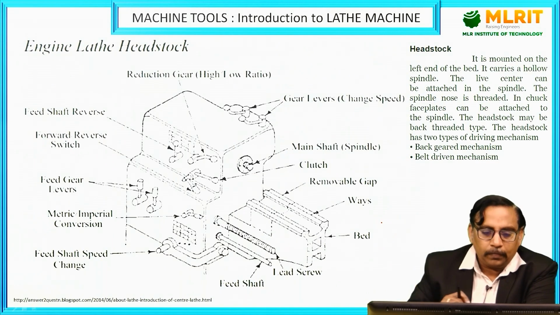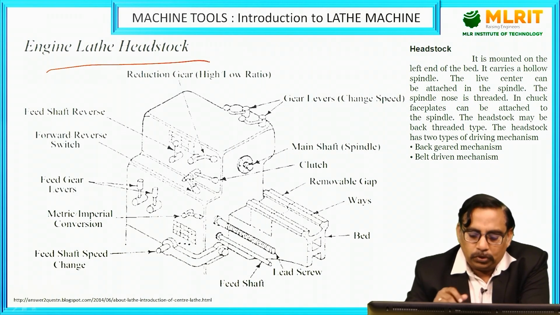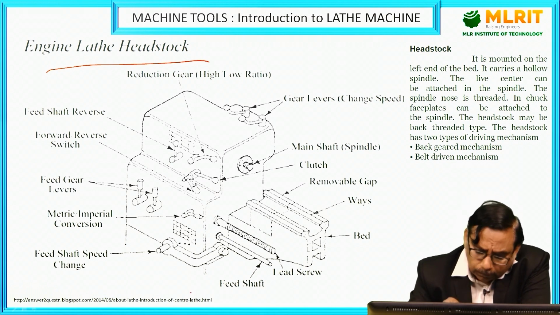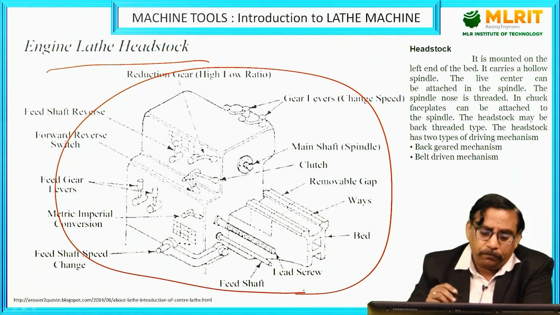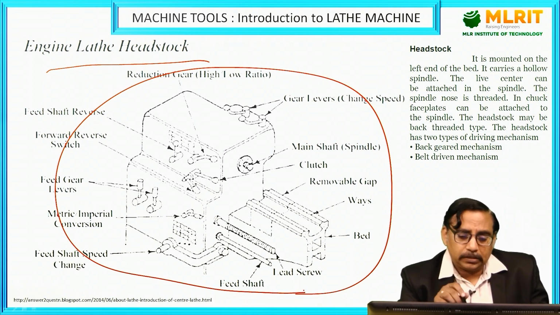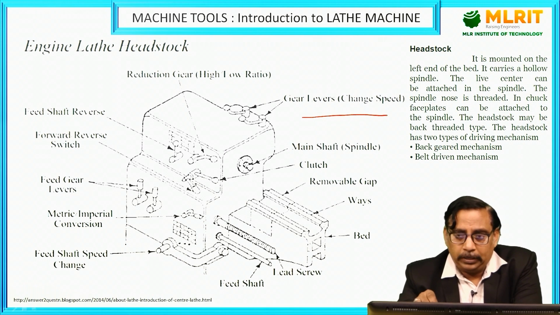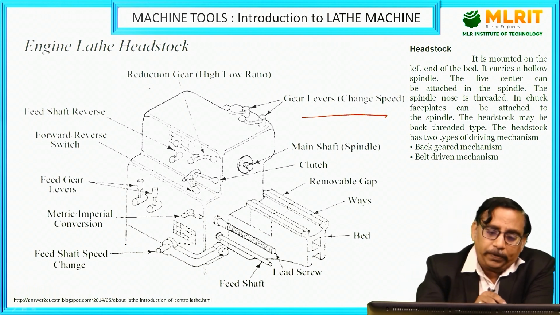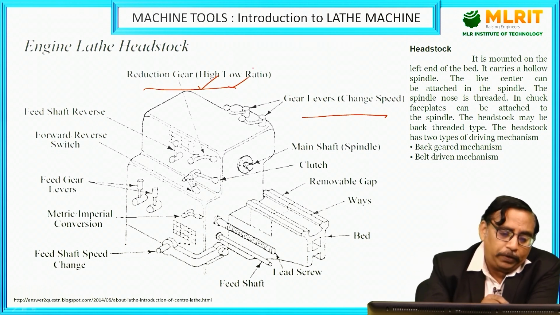Sorry. So as I said, the important part was the headstock. So this whole section will be giving you a different view when compared to the assembly figure, and this is called the engine lathe headstock. In this there will be levers for getting different speeds. There will be a reduction gear, that is the ratio for high and low. Then there will be a feed shaft reverse.